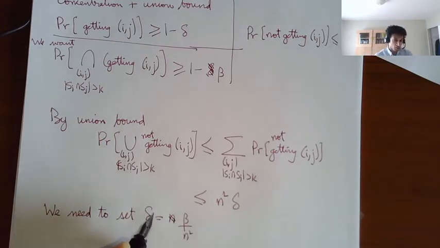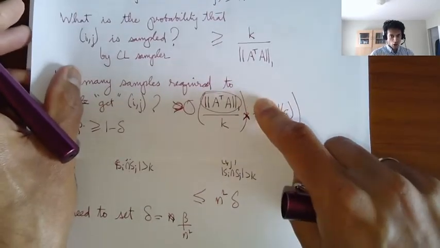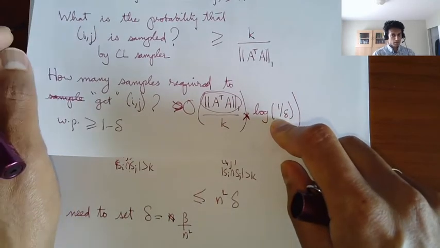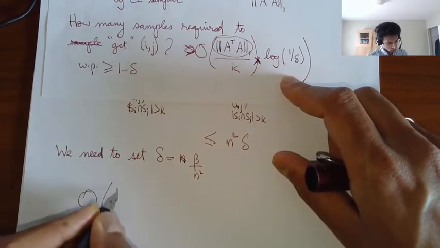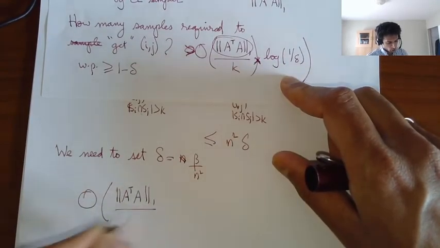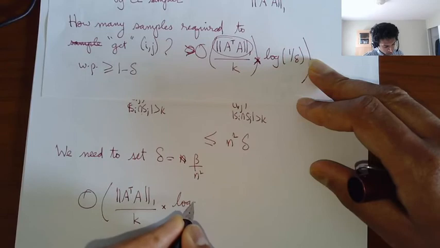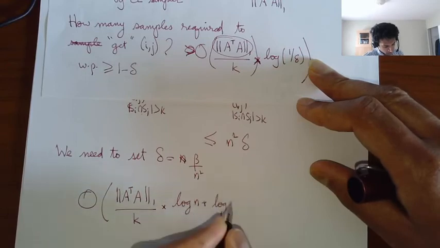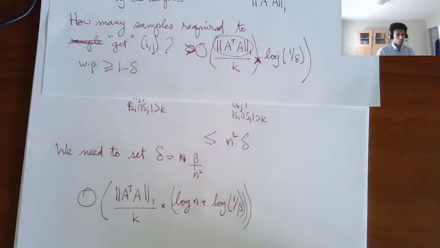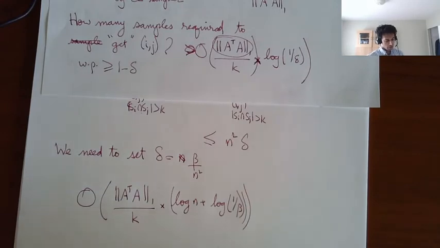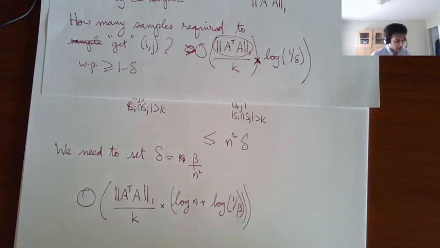So this seems like you need a really tiny probability. But on the other hand, the cost in delta is merely logarithmic. And so when you put it all together, what you get is O of the A transpose A 1 norm divided by k times log n plus log 1 over beta. This is what you need, and this guarantees that you get everything. So with the extra log n additive factor, you will get everything that is more than k.